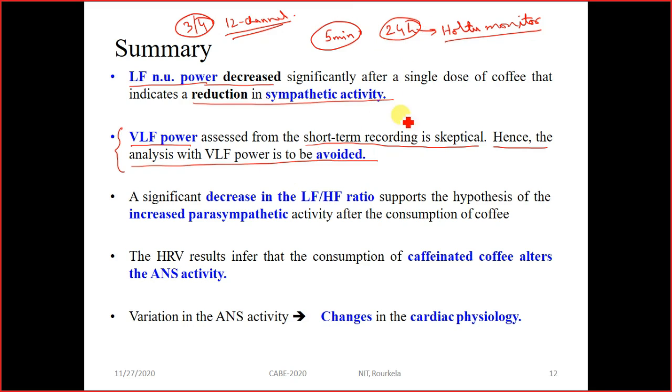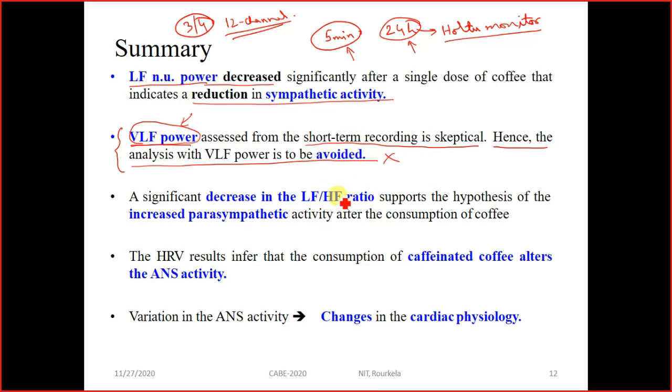So the American Cardiological Society task force has fixed that for short-term recording you have to take a minimum of 5 minutes of data, and for long-term analysis you have to use 24 hours of data. Since we have used 5 minutes of data, the task force has recommended that under this condition, even if you get VLF power as a statistically important parameter, it should not be used for the analysis. Hence we rejected this parameter for any inference.